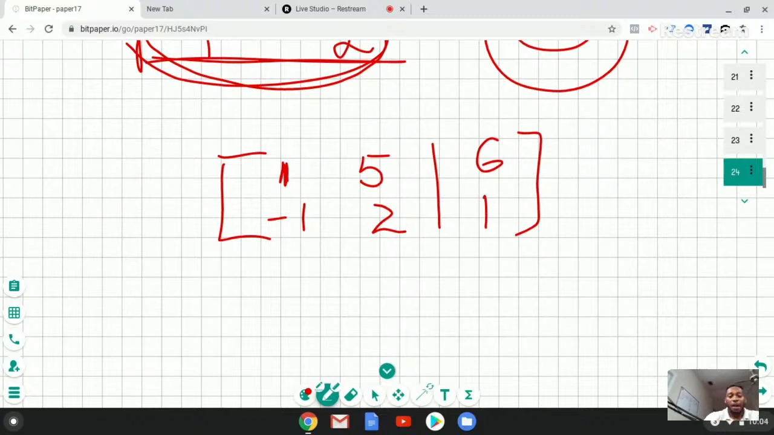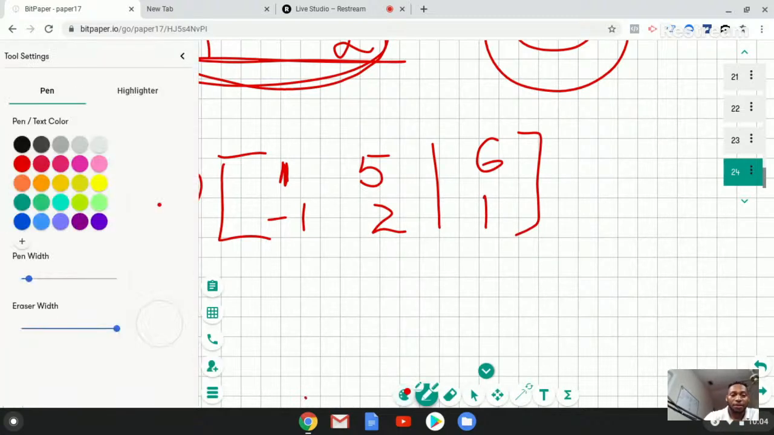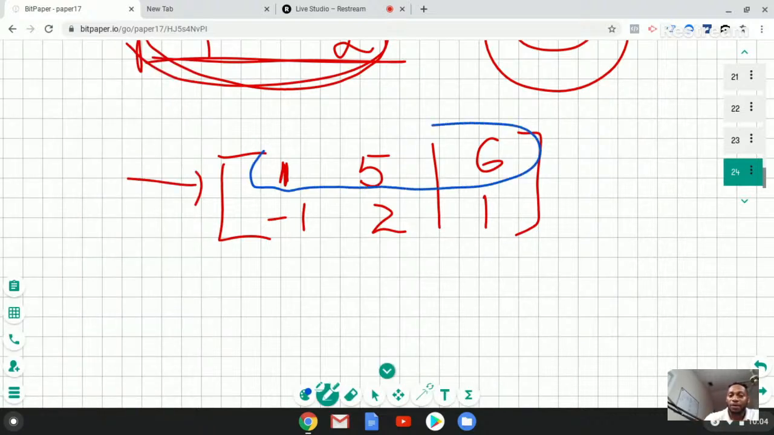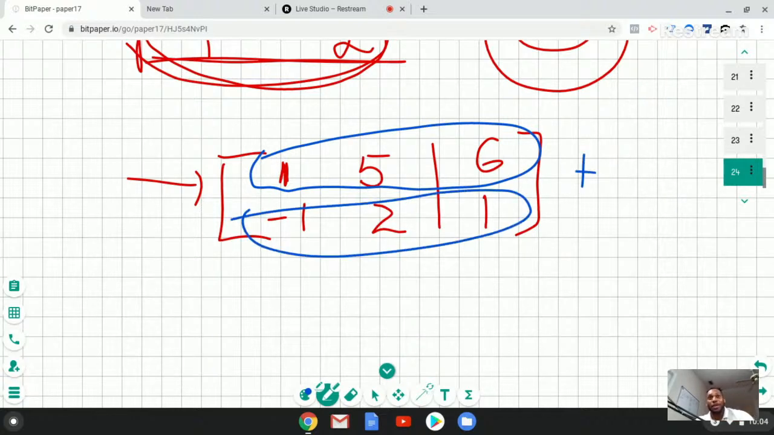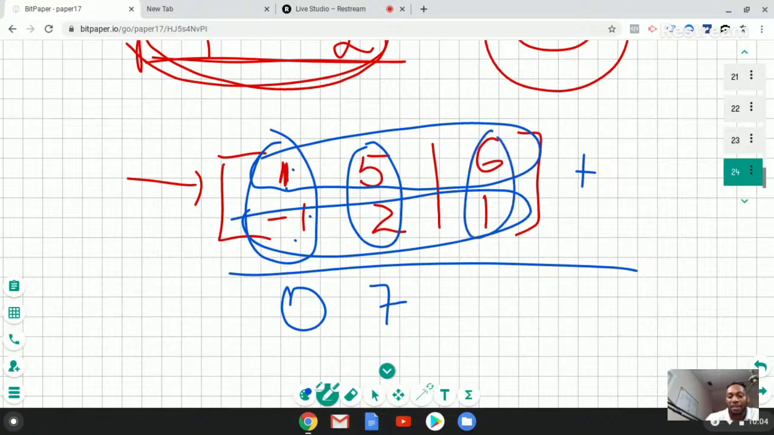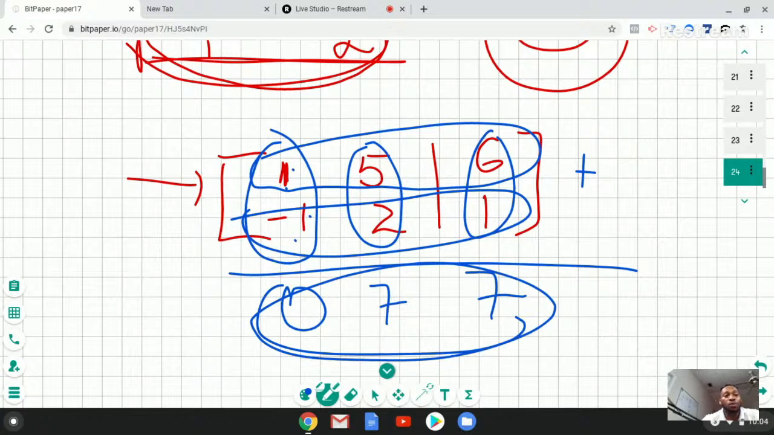Okay, so I'm going to take this row, I'm going to add it to this row. And what we get is what's going to become our new second row. So 1 plus 1, actually 1 minus 1, that's 0. 2 plus 5 is 7. 1 plus 6 is 7. That, what we just found, is our new row 2. Remember what we're shooting for.